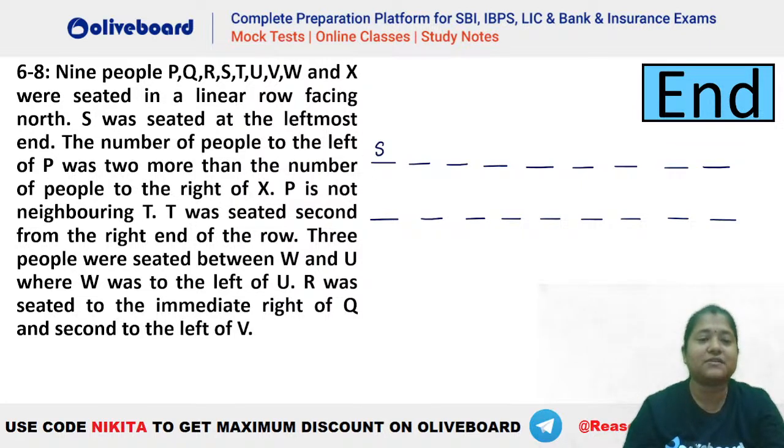Then the number of persons to the left of P is 2 more than the number of persons to the right of X. P is not a neighbor of T. T was second from the right end of the row. So T is second from the right end. So that means T has to be this person.